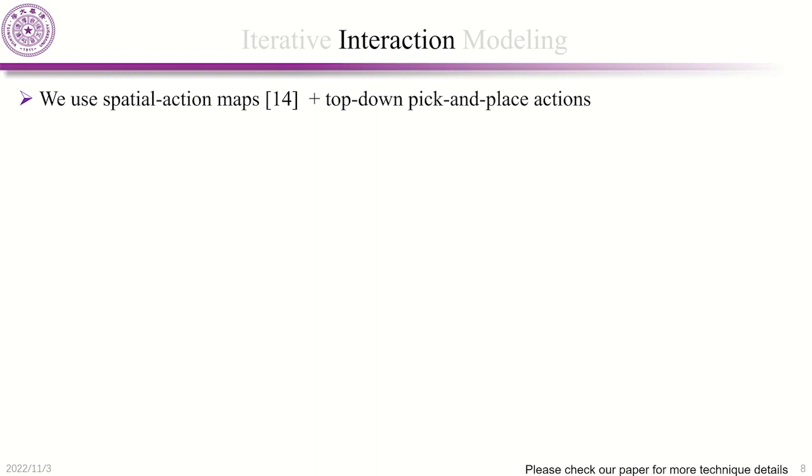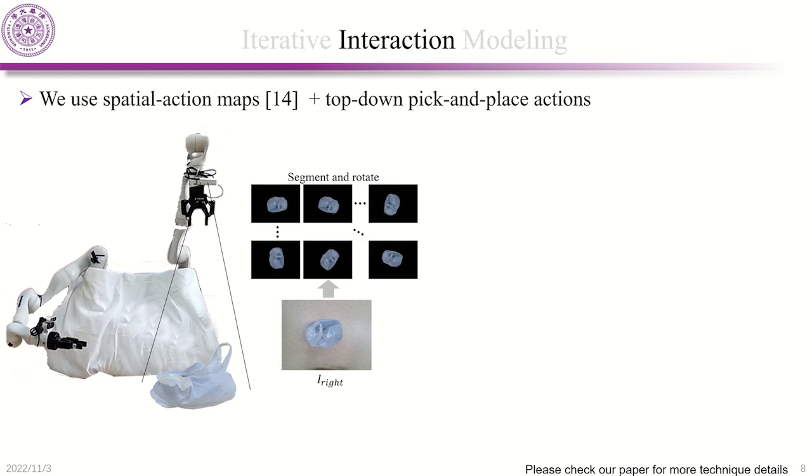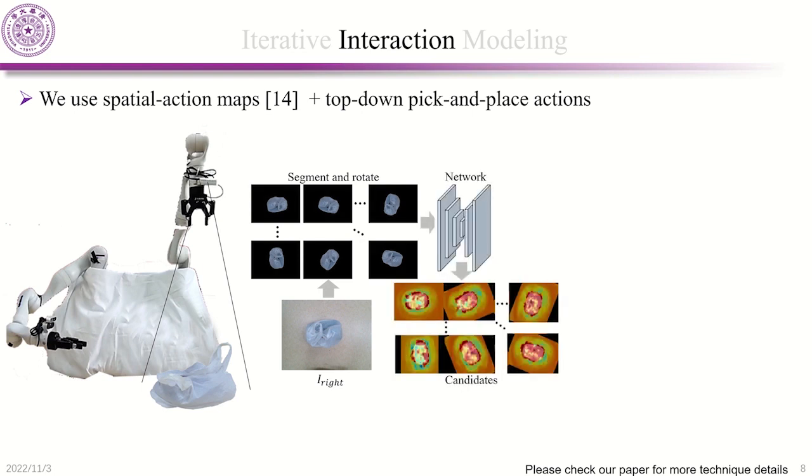IIM first picks up a lying bag with iterative pick-place actions. We leverage spatial action maps to perform this action. At each time step, the red camera gets a top-down view image, and it is rotated and segmented to be processed by a fully connected network.